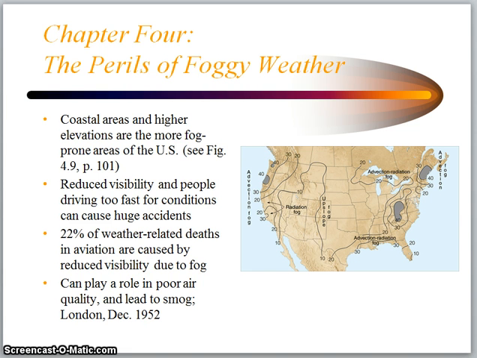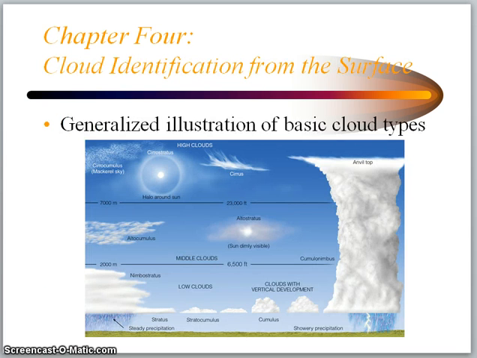And when you have a lot of fog with very stable air, they can also play a role in poor air quality, leading to smog, such as the killer smog in London in December 1952. There is a special interest box in your textbook addressing that issue.